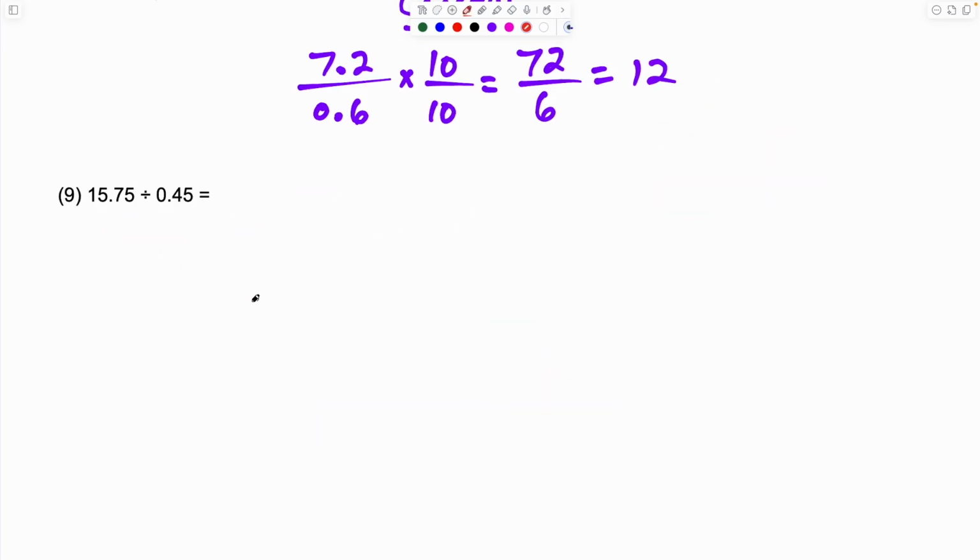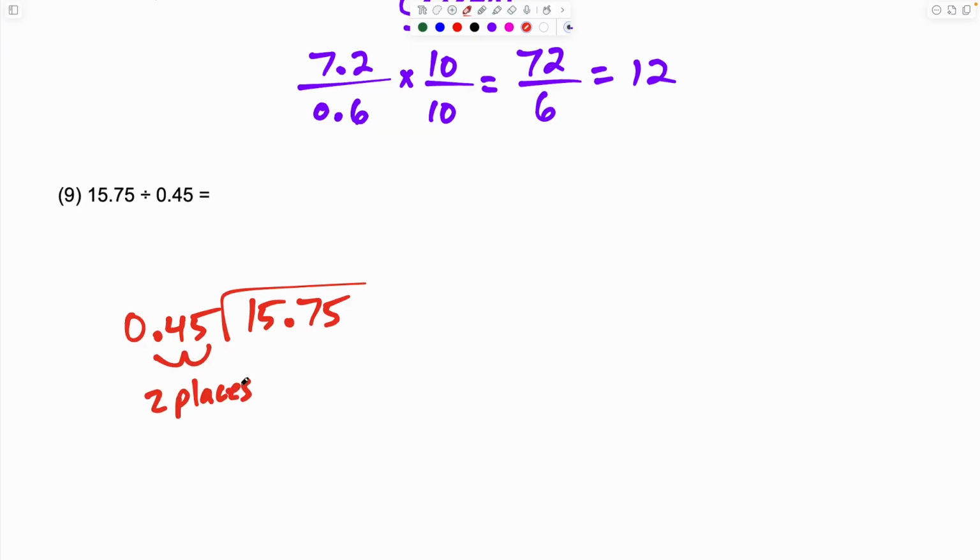Question 9, we have 15.75 divided by 0.45. For this one, I want to move the decimal 2 spaces to the right. So I'm going to go 2 places. And that means the decimal here on the inside is going to go 2 places like this. That's going to transform this question into the following. This is going to turn into 1,575 divided by 45. Now for this one, this is where things might get a little bit tricky. We can't do 15 divided by 45, but we can do 157 divided by 45.